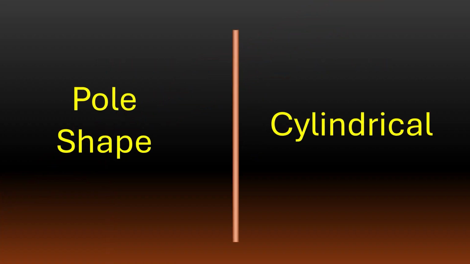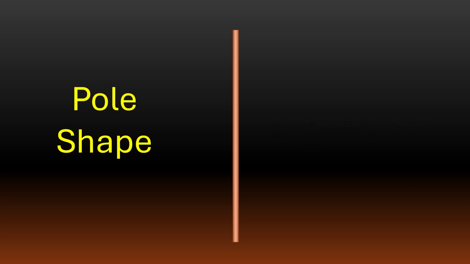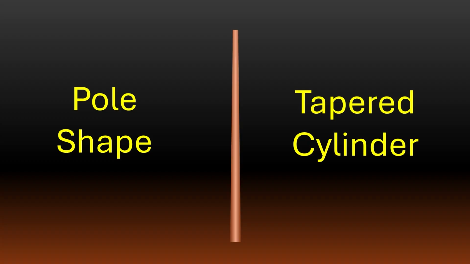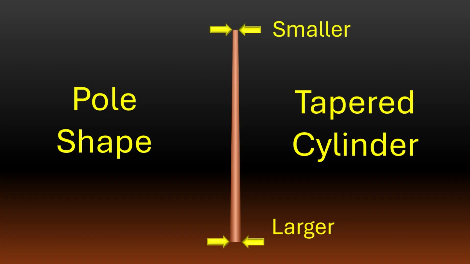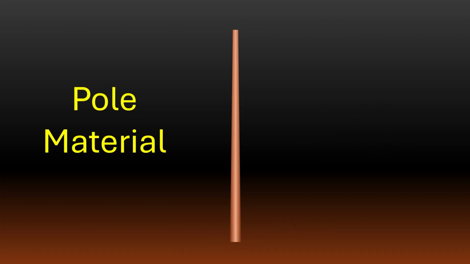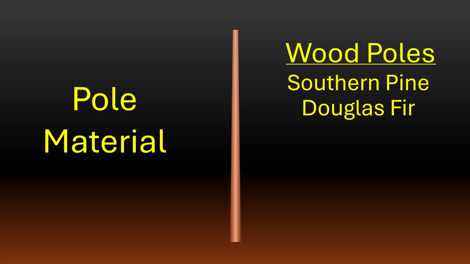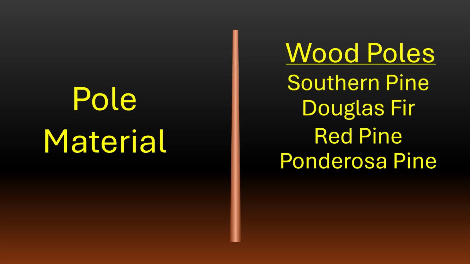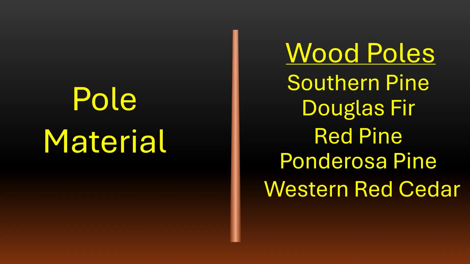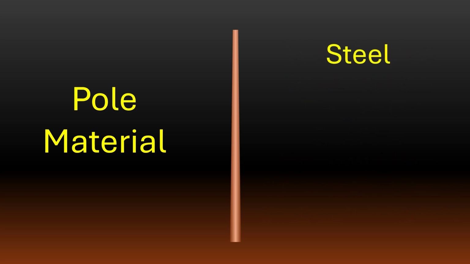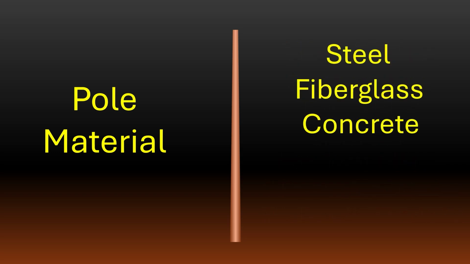Before we get started, let's look at a utility pole for a moment. From the ground, utility poles might appear to be cylindrical in shape, but they're not. They're actually tapered cylinders. The base of the pole has a much larger diameter than the tip of the pole. Utility poles can be made from a variety of materials. The most common are wood poles made from southern pine, Douglas fir, red pine, ponderosa pine, western red cedar, and northern white cedar. Poles are also made from steel, fiberglass, and sometimes concrete.